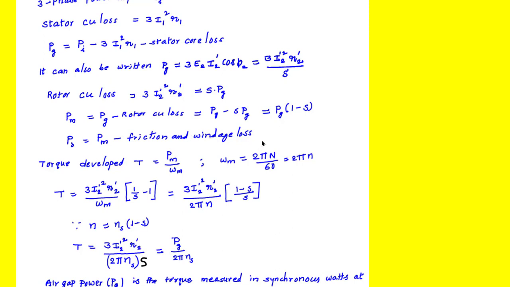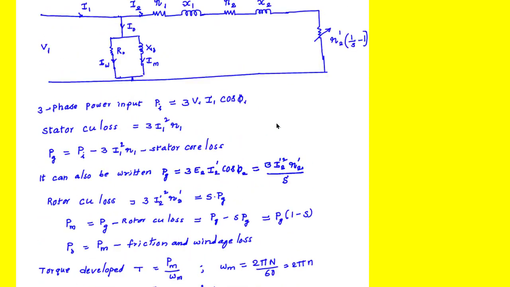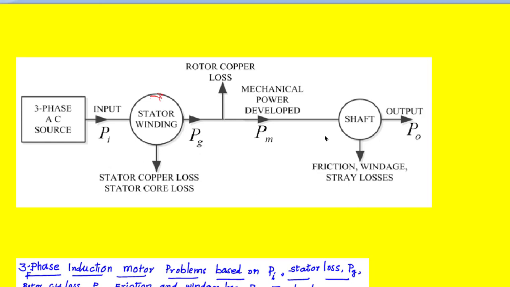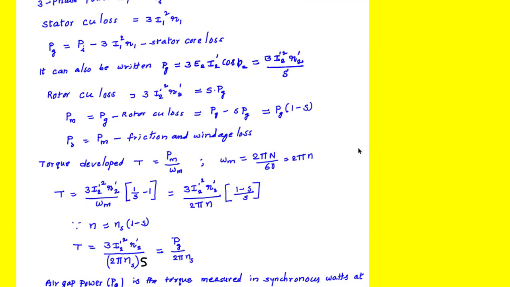Suppose there are friction and windage losses. In that case, if we subtract these friction and windage losses from the mechanical power developed, we get the ultimate output power. That we can see in the power stage diagram. So mechanical power developed minus friction and windage losses will give us the output power. Since we are assuming that friction and windage losses are there, we can write the net output power at the shaft is equal to Pm minus friction and windage losses.